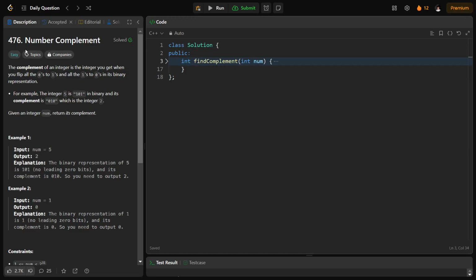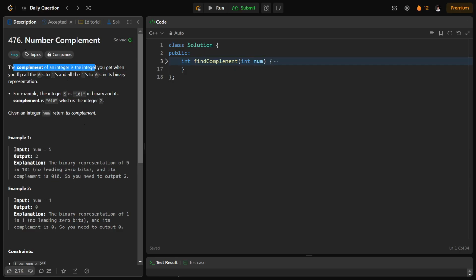which is Number Complement. Although it's an easy problem, you would still have to think a lot before actually jumping to a solution. Because if you see, it's not exactly a complement. Basically, we are doing a complement, but not in terms of what the computer sees, in terms of what us humans see. We'll see what that exactly means.